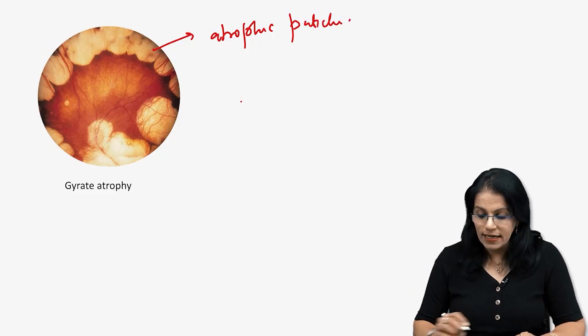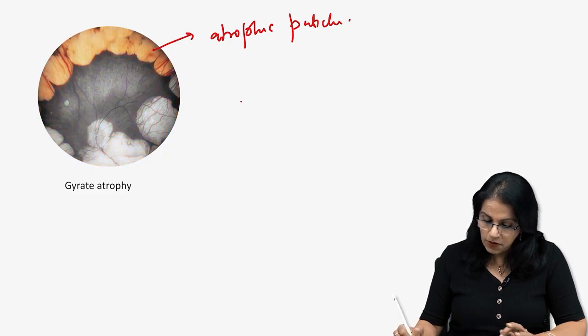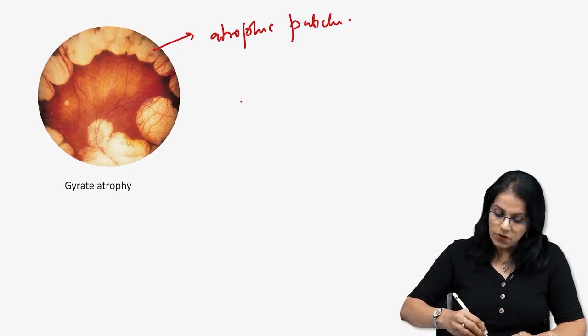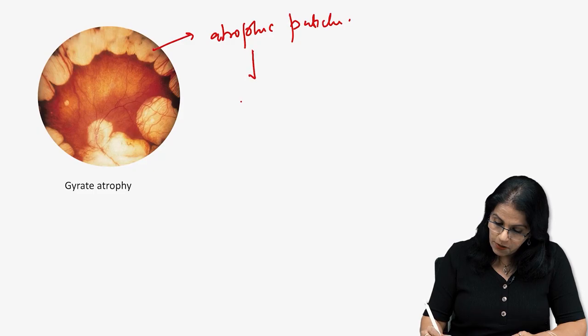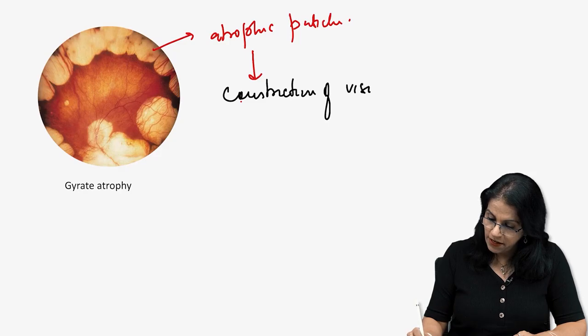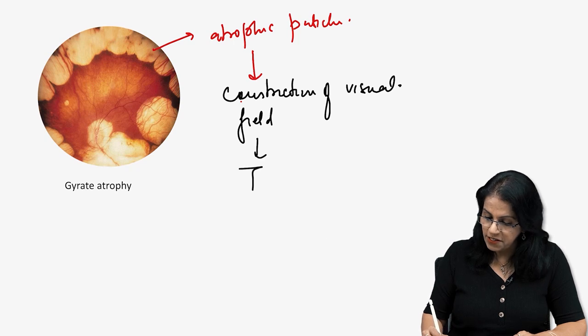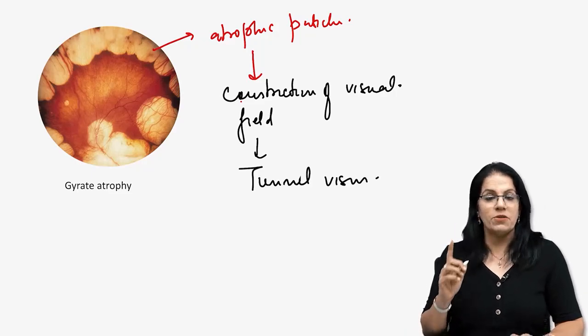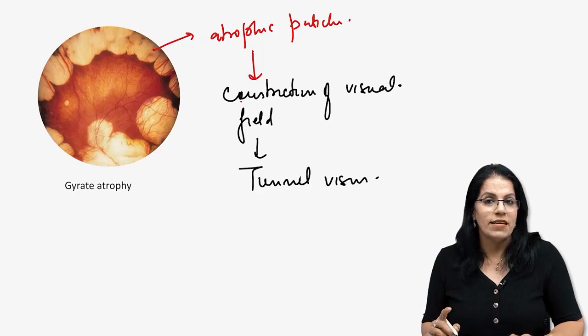Got it? And have a look. So, these atrophic patches are what is gyrate atrophy, and when it is all around, this can lead to an important point here, that is constriction of visual field. You have learnt with me that one of the causes of tunnel vision can be gyrate atrophy. So, this is one point we will remember. Of course, next we remember that it is due to deficiency of aminotransferase.